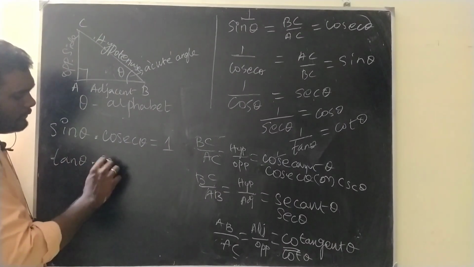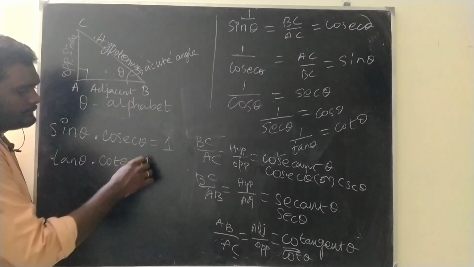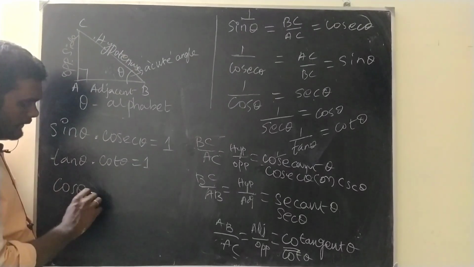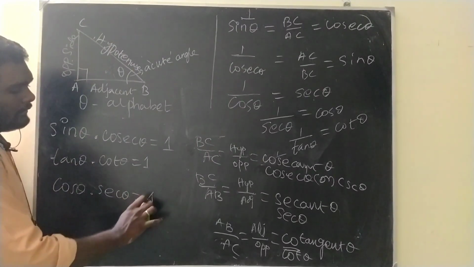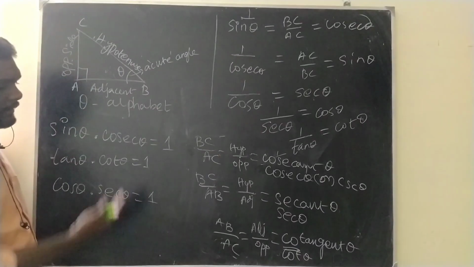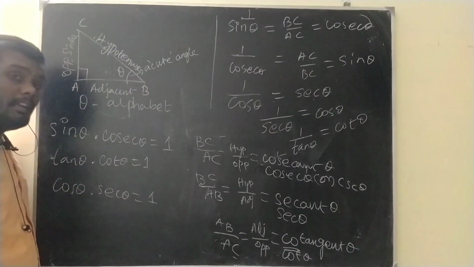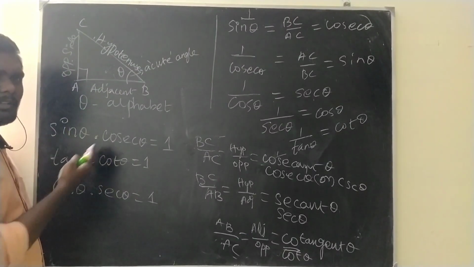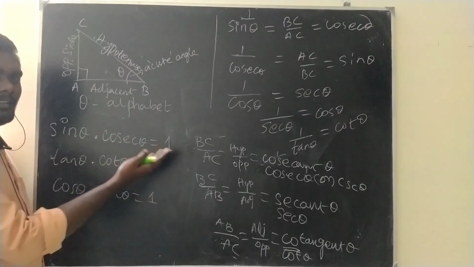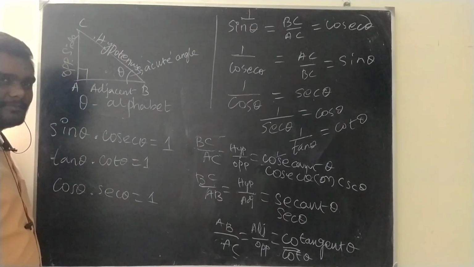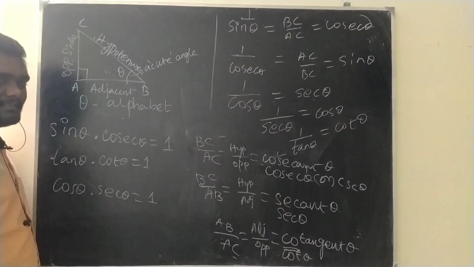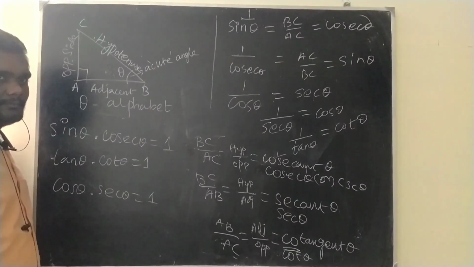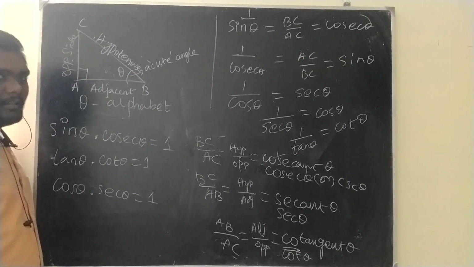Can you say any other? Perfect. Tan theta into cot theta equals 1. And then cos theta into sec theta equals 1. Wherever required, we can use everything. Now imagine that instead of this notation, we write opposite by hypotenuse into hypotenuse by opposite equals 1 every time. Tiring, right? It sounds time consuming. That is why we are using this notation. Otherwise, we could never have used it. That is the reciprocal relationship.